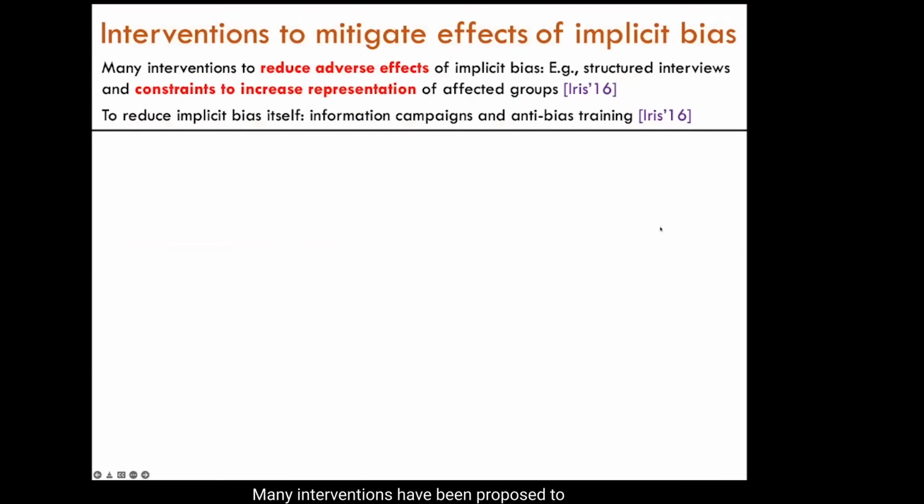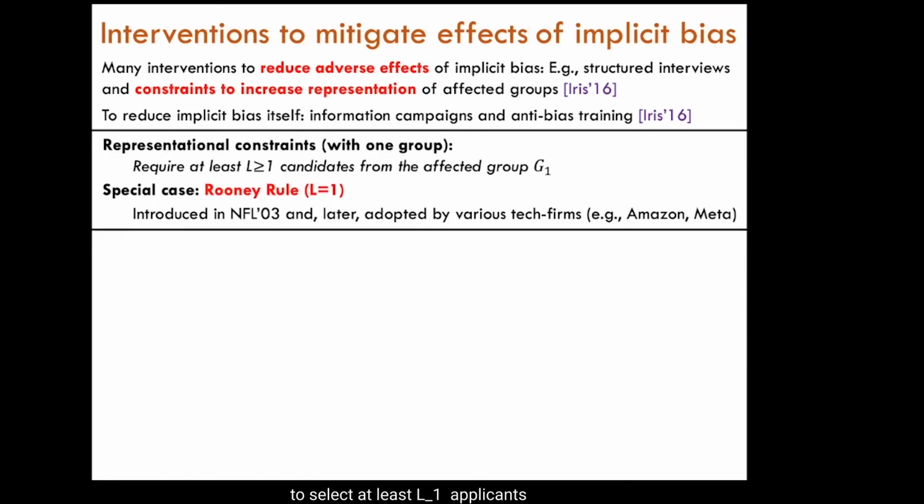Many interventions have been proposed to mitigate the adverse effects of implicit bias. Here we'll focus on representation constraints and examine their efficacy. Representation constraints typically require the decision maker to select at least L1 applicants from group 1, at least L2 applicants from group 2, and so on, where the policymaker chooses the values L1, L2, etc. These constraints are non-intersectional. They place lower bounds group by group, but do not specify lower bounds on the intersections.